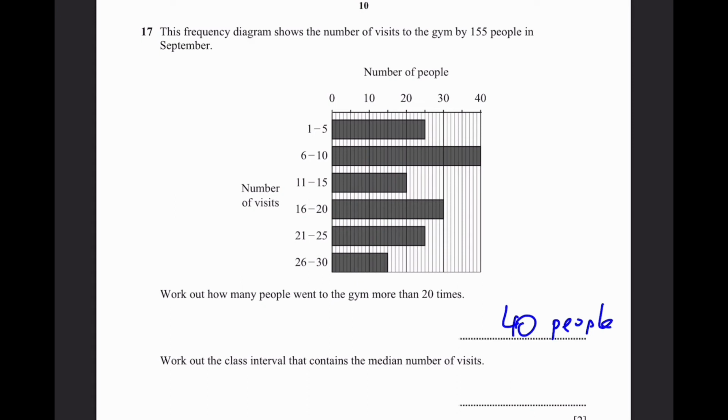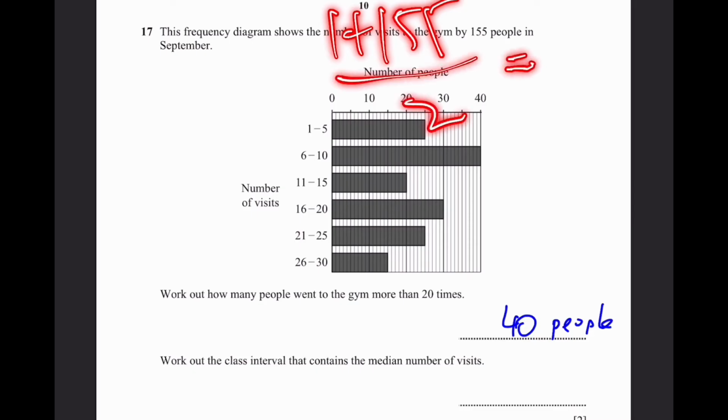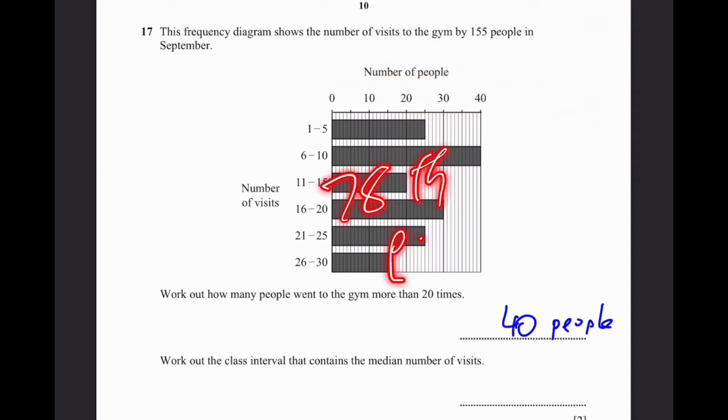Work out the class interval containing the median number of visits. The median number of visits means the median of 1 and 155. So we add these and divide by 2. And for that, we get the answer as 78. That means the 78th person is the one we need to search for.